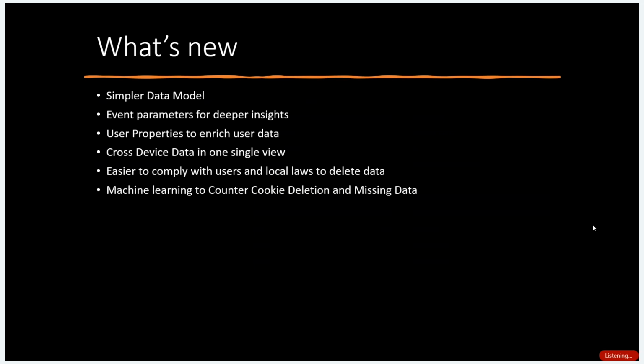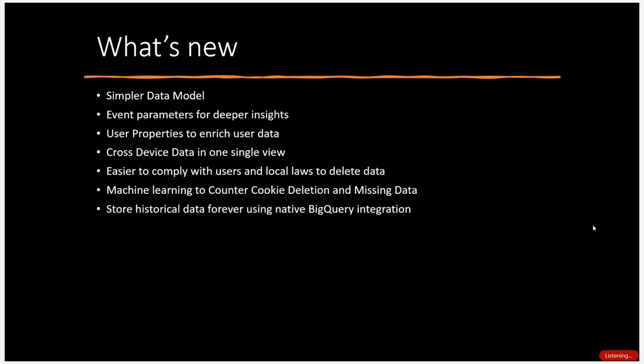There is machine learning to counter cookie deletion and missing data. Cookie deletion is one of the hot topics these days. It has been there for actually 15 plus years now. I was reading my old blog posts. So I started writing back in 2006 about these topics, and I see that one of the topics was cookie deletion. And it's still coming back. And now it's coming with all these laws, etc. It's actually taking center stage. So there is machine learning in GA4 that allows you to bridge that gap if a user deletes their cookie.